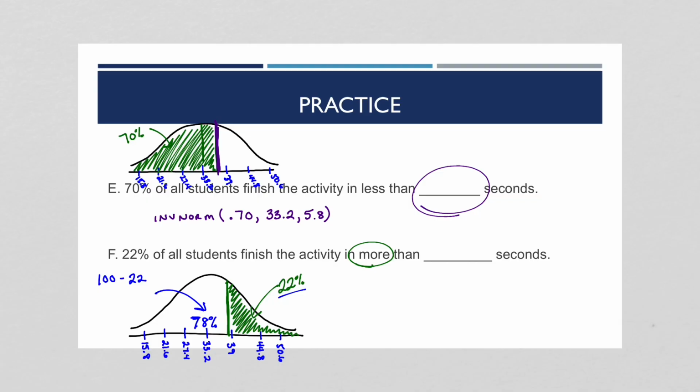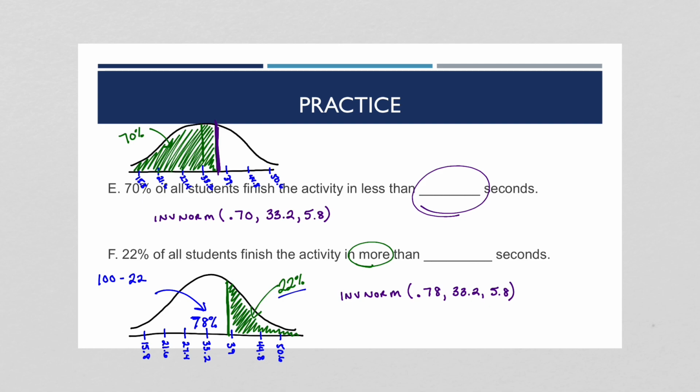So when you come to do your inverse norm calculation, we are going to represent the 78%. The reason I'm doing this is that older versions of the calculator only let you enter the area to the left. That's what your calculator is going to interpret. You don't have an option to say, actually look to the right of this distribution. So we've got our 78%, and as before, our mean and standard deviation don't change. They're still 33.2 and 5.8 seconds respectively. These came from the narrative at the very beginning of this problem.